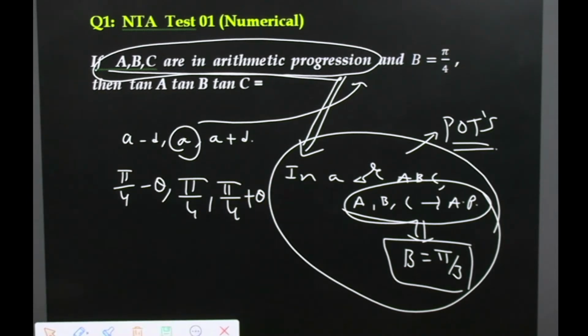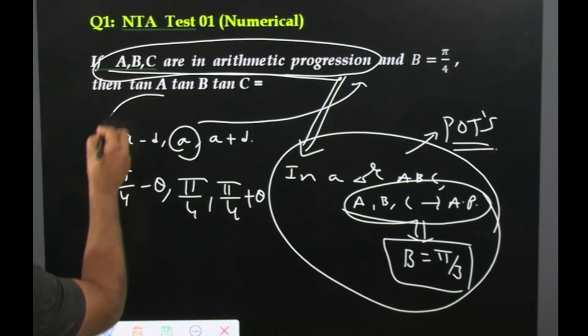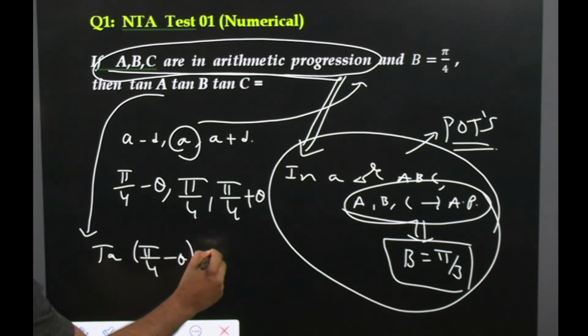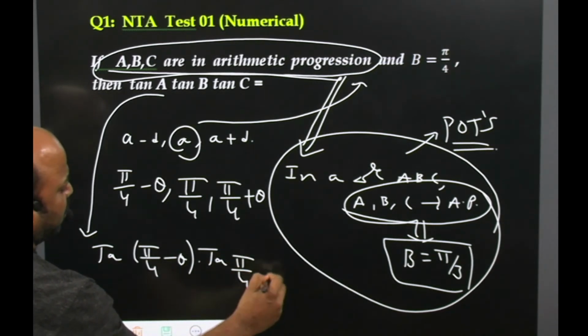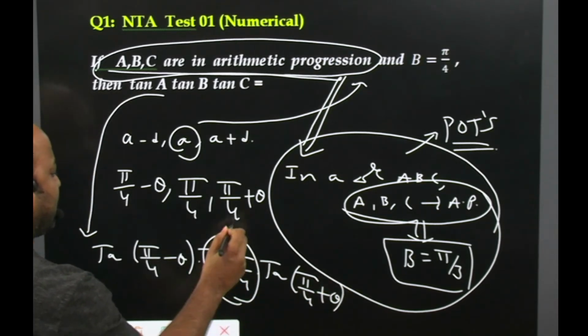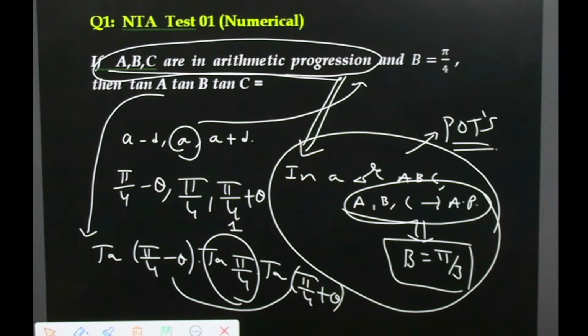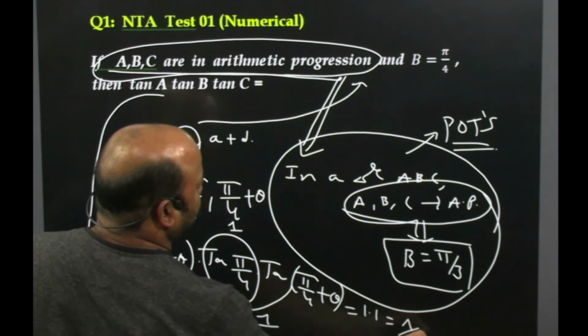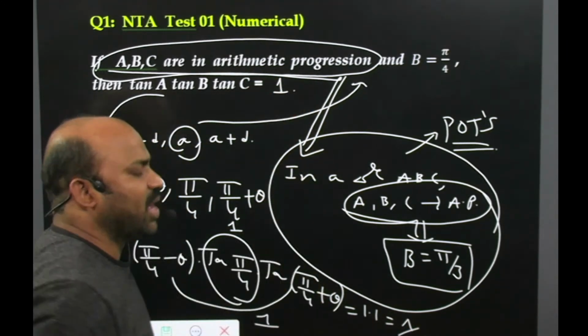That's it, simple, over. Therefore, this question will become what? Can anyone of you give me: tan of pi by 4 minus theta into tan pi by 4 into tan of pi by 4 plus theta. Tan pi by 4 is 1. And we know that tan of pi by 4 minus theta into tan of pi by 4 plus theta, that product is always 1. We gave it already in the notes. So the answer is 1 into 1, so the answer is 1. This is a numerical value type question.